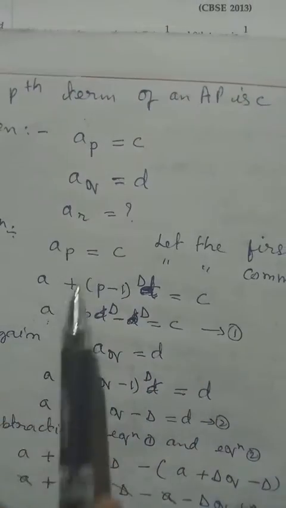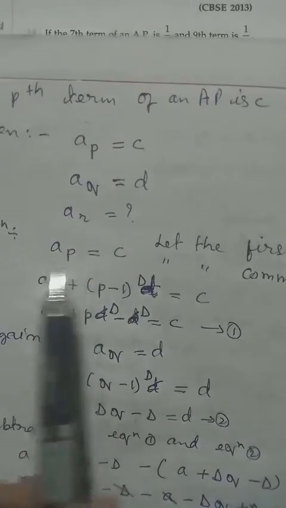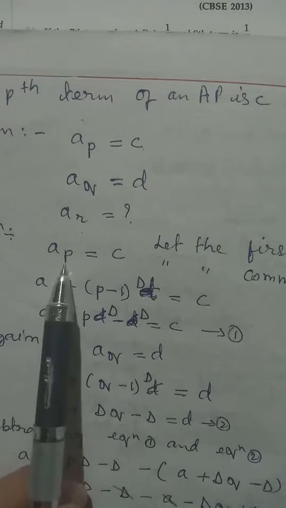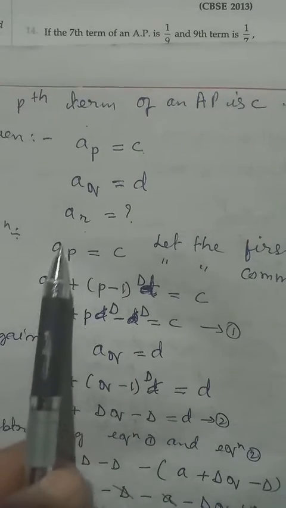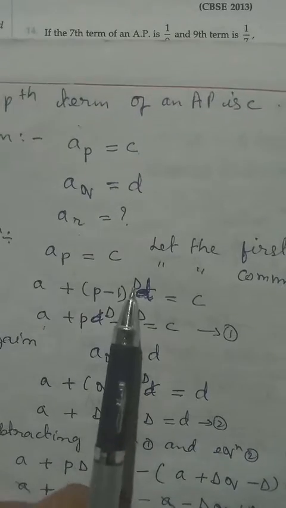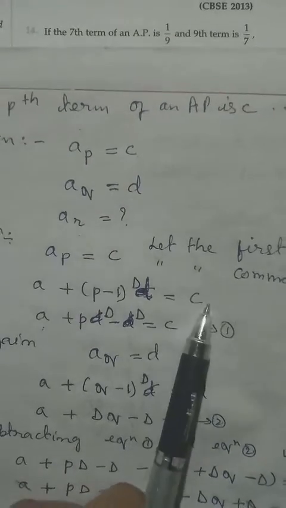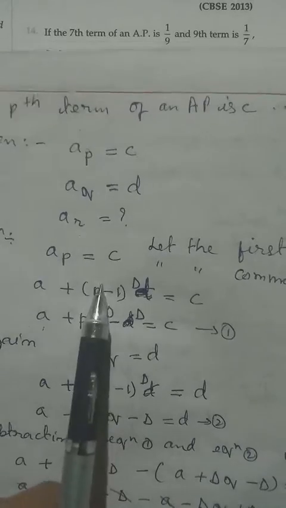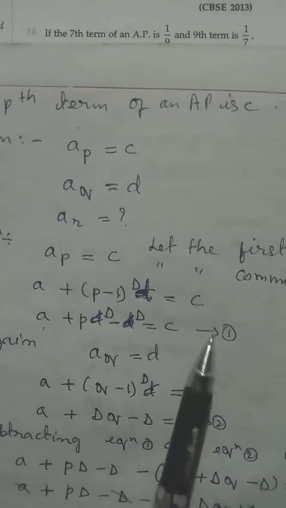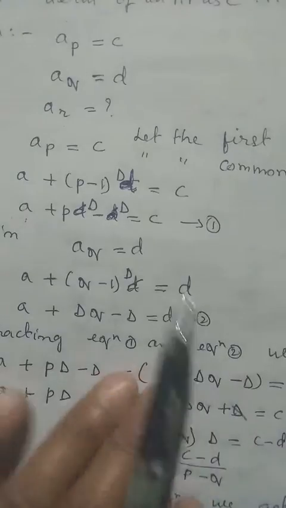Then let us see from the question: we have AP equals C. We can apply the general term, a_n, in place of N we can put P. So it will become A plus (P minus 1) whole capital D equals C. Then we cannot do anything more here. Name it equation 1.